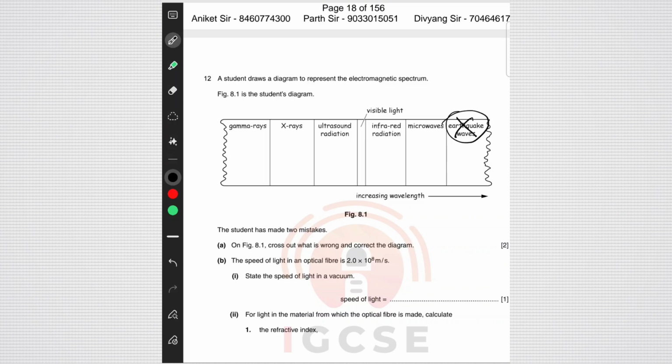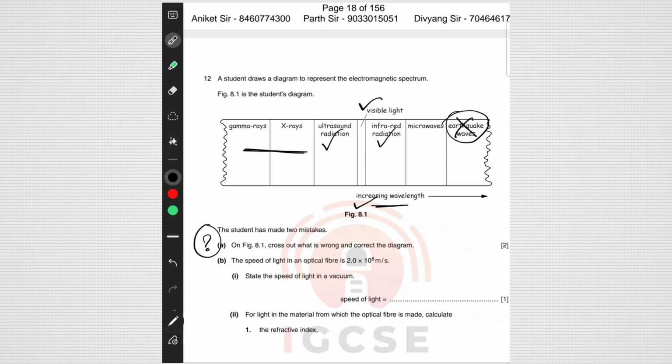Infrared radiation, ultrasound, visible. The only thing I can think of is this should be increasing frequency, but I will have a look in the textbook. Or is it some order? Visible is okay. Right, the one with the highest wavelength. So this is right, this is right, this is right, this is right. I think X-rays, gamma rays, only then this is the change. Okay, look at the textbook, you tell me what the two mistakes are.